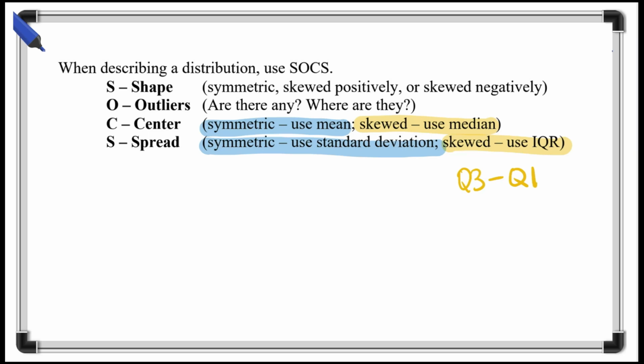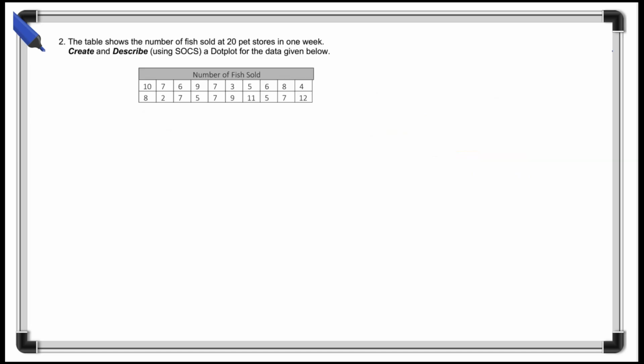Whenever you are describing a distribution using SOCS, you need to remember to always write in context of the problem. So make sure you also include units and see what you're actually getting the data about. So with this table, we are going to create a dot plot as well as describe using SOCS for the data that's given below.